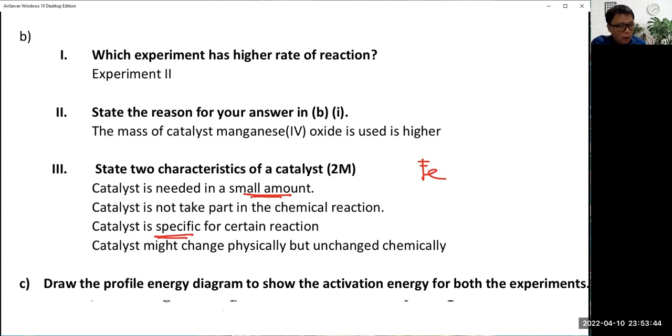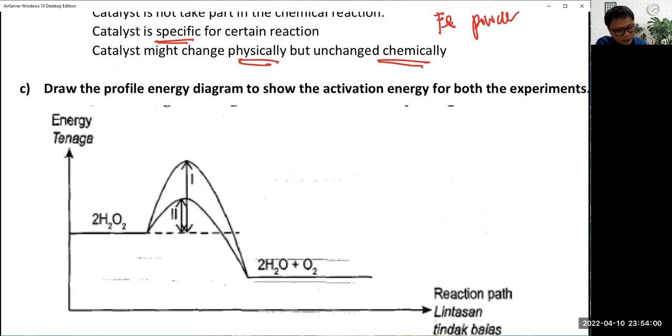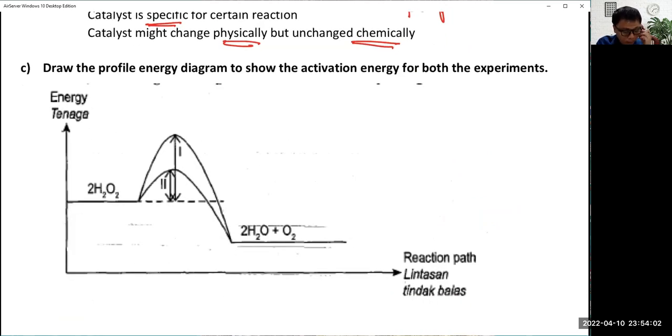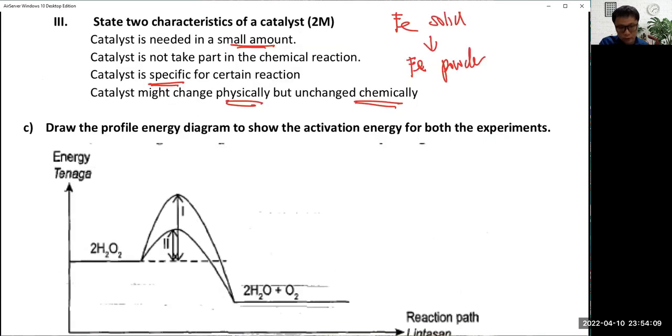And then a catalyst might change physically, but is unchanged chemically. For example, if you put iron salt inside, at the end of the reaction, it might change physically. Chemically, no change, still iron. Maybe from solid, it turned into powder. That's one example. Then draw the energy profile diagram. It's the same. Experiment 1 will need more, experiment 2 is lesser. It's because it has more catalyst, so the activation energy will go further down.